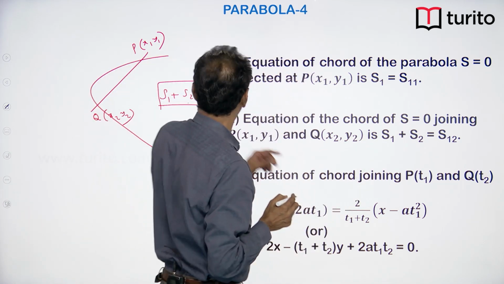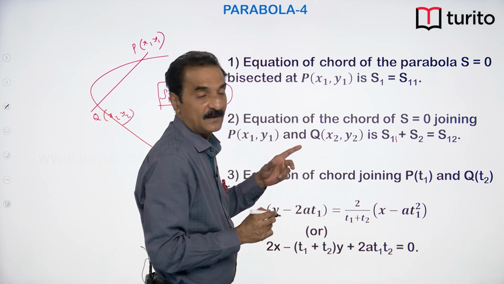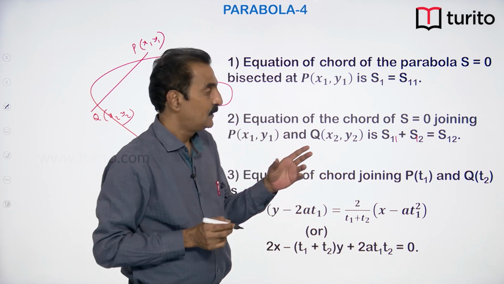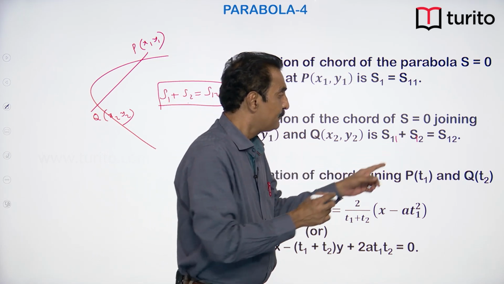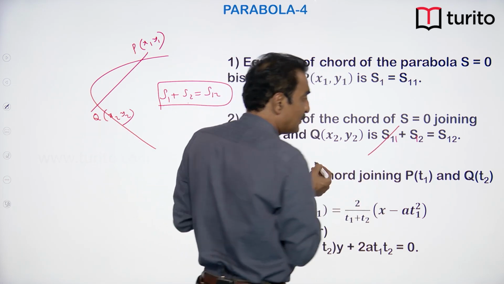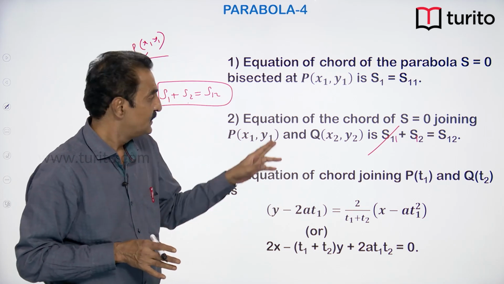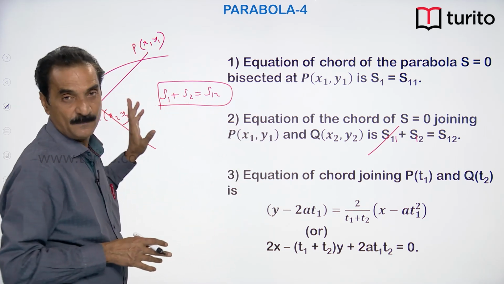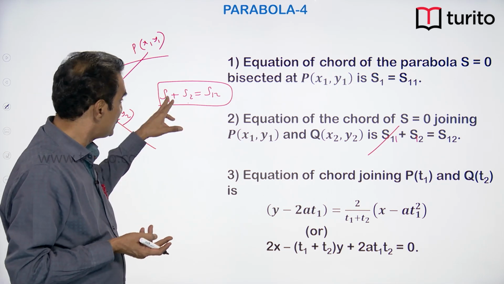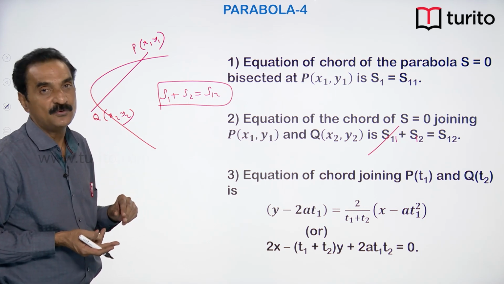In S1, if you substitute point x1, y1, S1 becomes S11, S2 becomes S12. Then, since the point P lies on the curve, S11 is 0, then S12 is equal to S12 means the equation is satisfied. So, this line passes through P. In the same way, it passes through Q. So, this is the line passing through P and Q. This is the equation of the chord PQ.